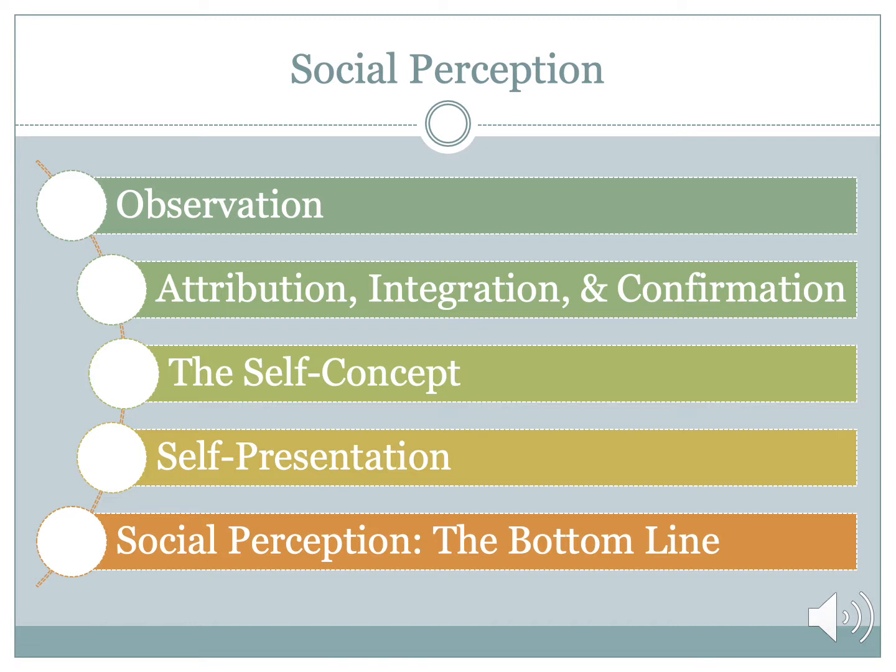There are four main components of social perception: observation, attribution, integration, and confirmation. By observing other individuals, situations, and actions, we are able to make inferences about others and the environment. Another factor within social perception is attribution. Attributions help us connect the dots between a person's personality and their decision making.